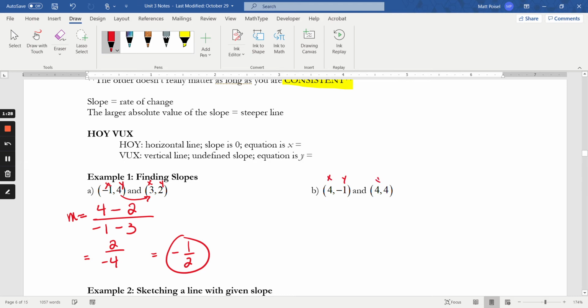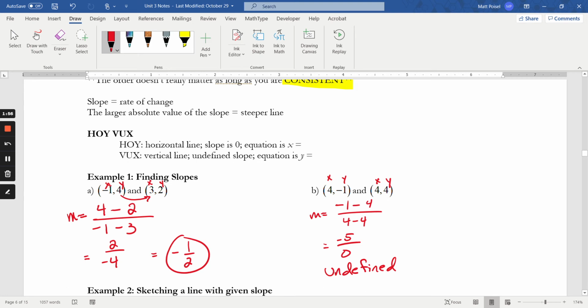Second example here. Same thing, y minus y over, go in the same order, x minus x. Okay, on the top we get -5, on the bottom we get 0. Remember that anything divided by 0 is undefined. Okay, that is a slope. There is no such thing as no slope. If you put no slope, that will be incorrect. There is always a slope of a line.